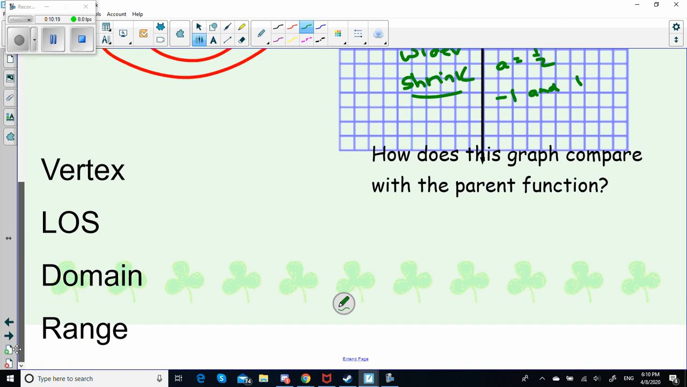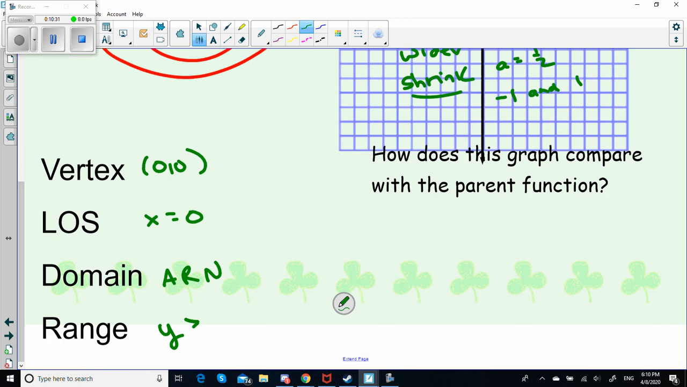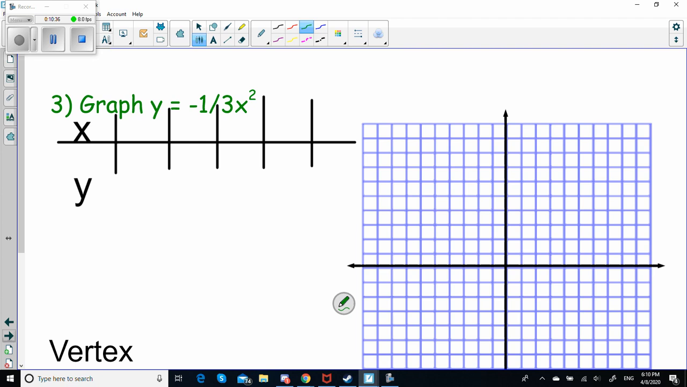Okay, so I can go down here and answer these questions. The vertex is 0, 0. The line of symmetry is x equals 0. The domain is all real numbers, and the range, let's see, it was a smile, so y is greater than or equal to 0. All right, press pause and you try this one.